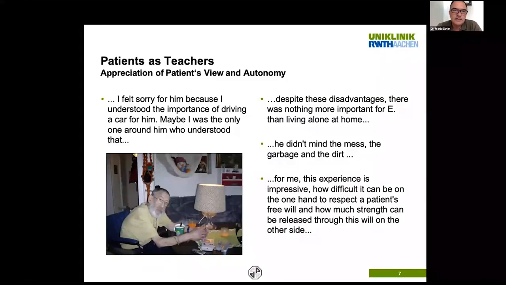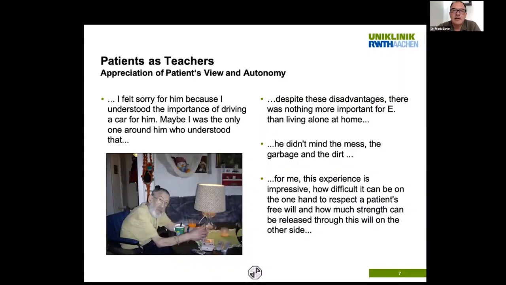I have only 2 minutes left, I see. I have just taken out of the written report some examples to underpin the experience that the students had. For instance, here: "I felt sorry for him because I understood the importance of driving a car for him. Maybe I was the only one around him who understood that." Because they had a lot of time and contact, they came to things where you as a normal doctor maybe will not come to in a discussion with the patient.